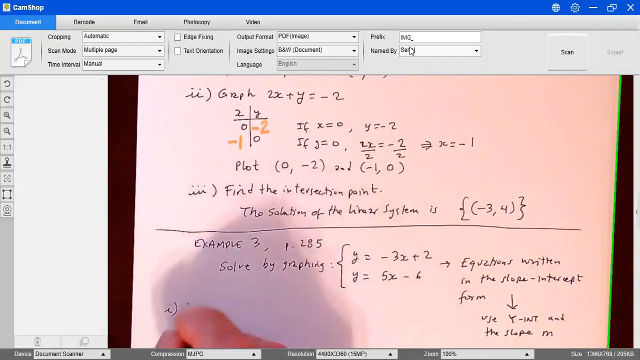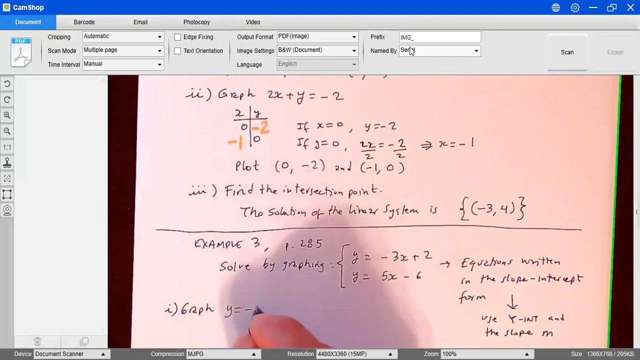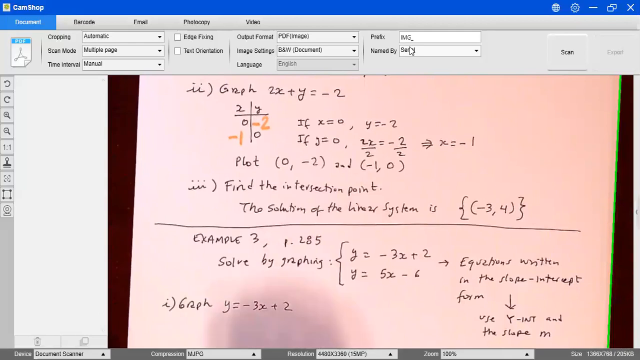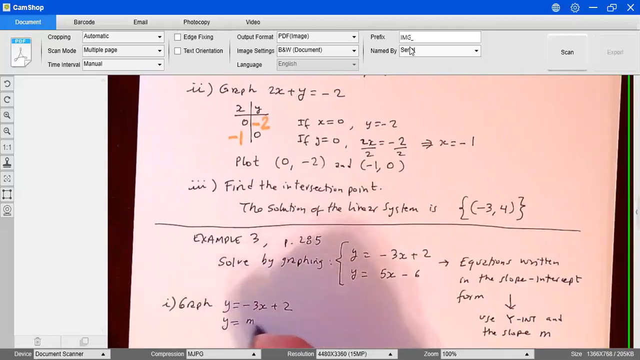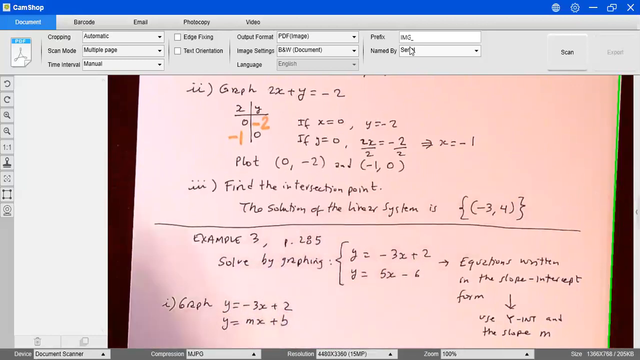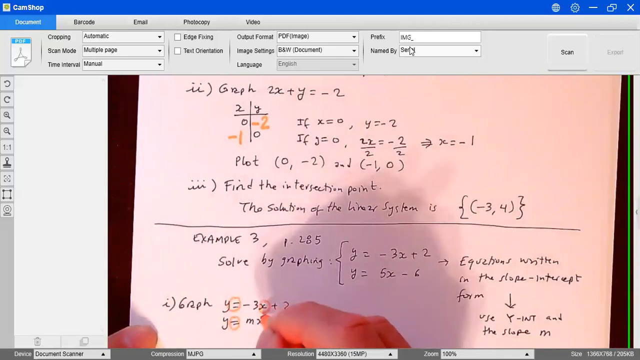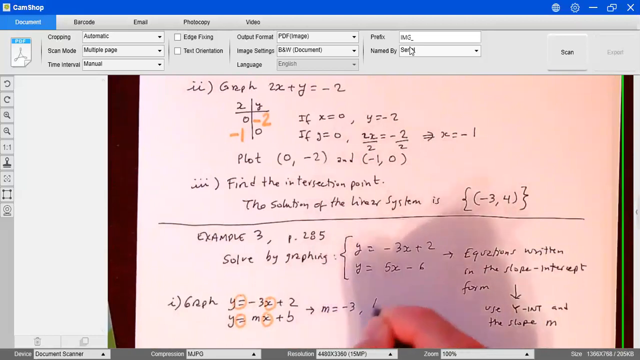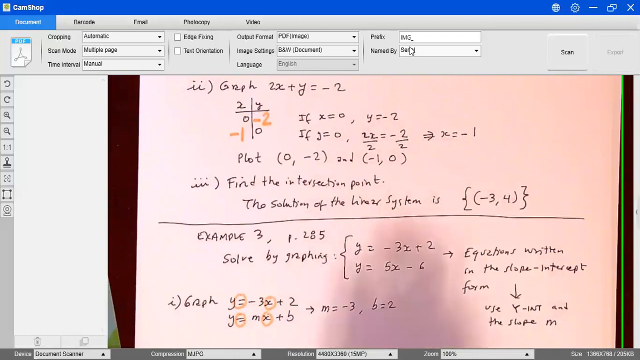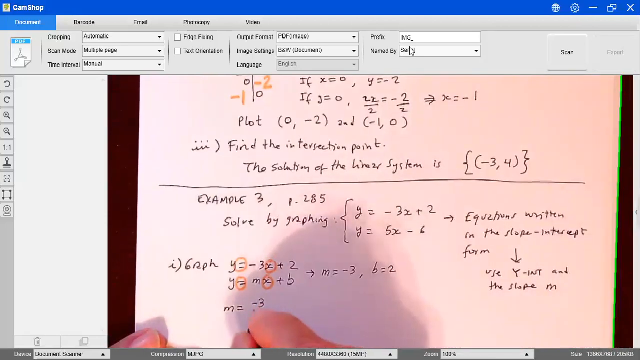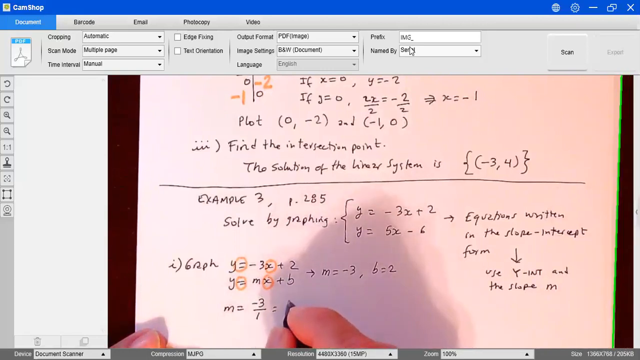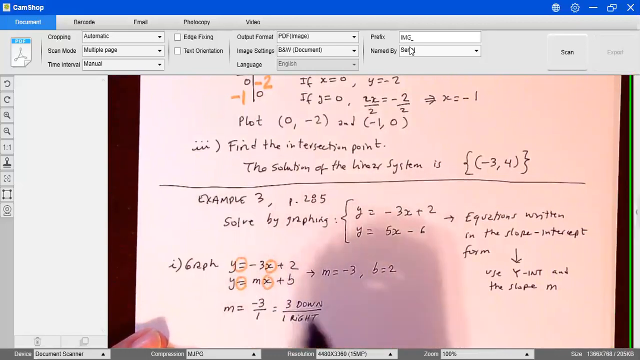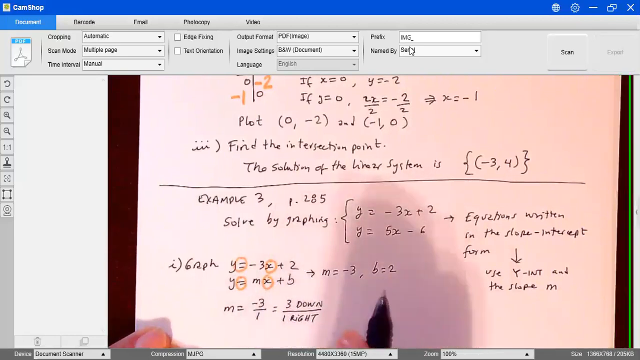So we're gonna have to graph first y equals -3x plus 2. From here, remember we need to write y equals mx plus b. In that way, you're gonna be able to find m and b. So from here, we find that m equals -3 and b equals 2. So we need to write the slope as a fraction. So it's gonna be -3 over 1. So this is gonna be 3 down, 1 right. Remember, the numerator indicates the vertical shift, the denominator indicates the horizontal shift.